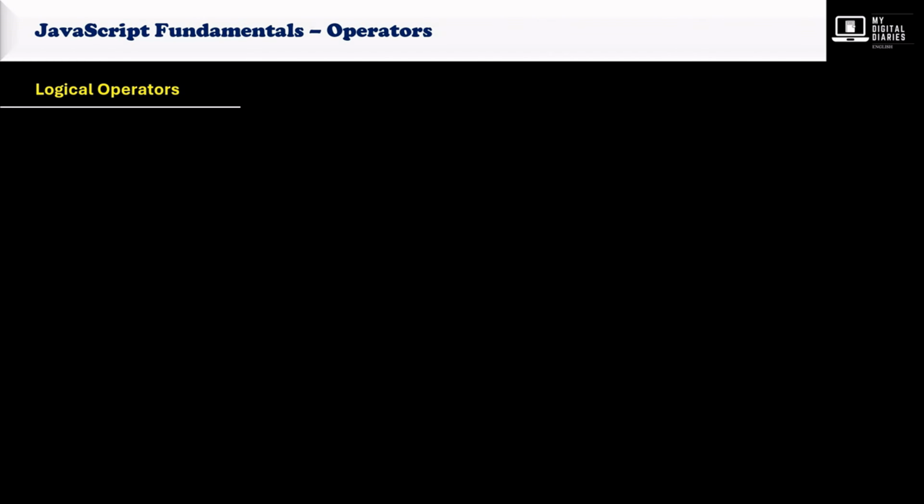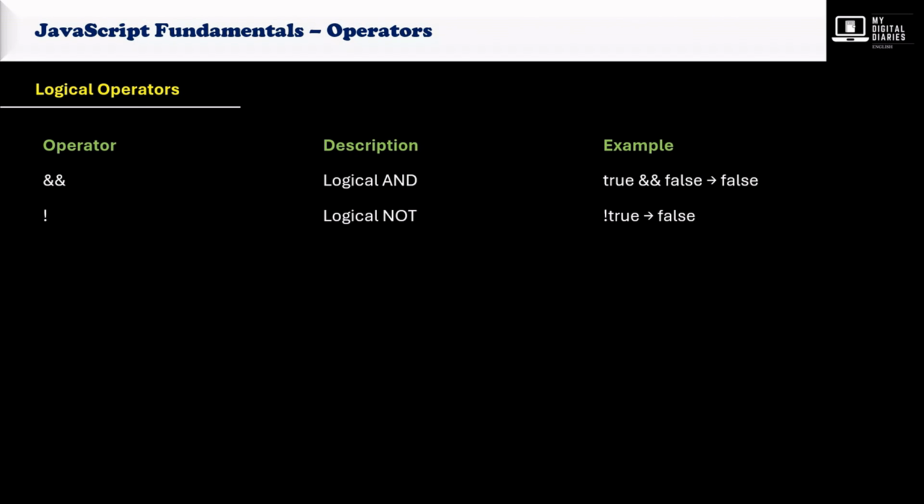Now let's talk about the logical operators. There are two logical operators we have. The first one is the logical AND. You will be using this many times. This returns true only if both the conditions are true. So if one condition is true and another condition is false, then it will return false. AND will return true only if both the conditions are true. So true AND true will return true. That is your AND operator.